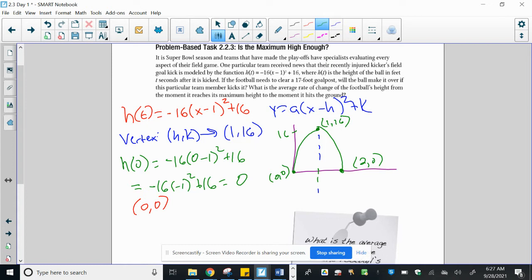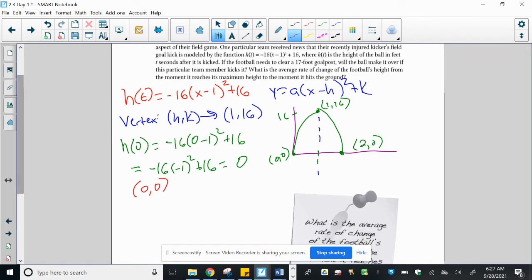And now we can start answering some questions. So first, the question was, the football needs to clear a 17-foot goal post. Will it make it over? Well, it would need to reach a height of 17 feet, at least at its max. And it looks like our vertex only reaches 16 feet high. So we could say, no, it would not clear 17 feet.